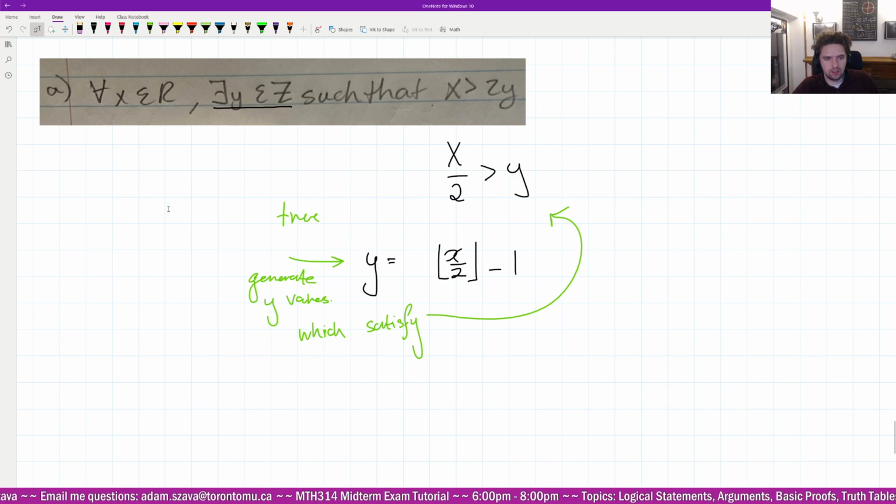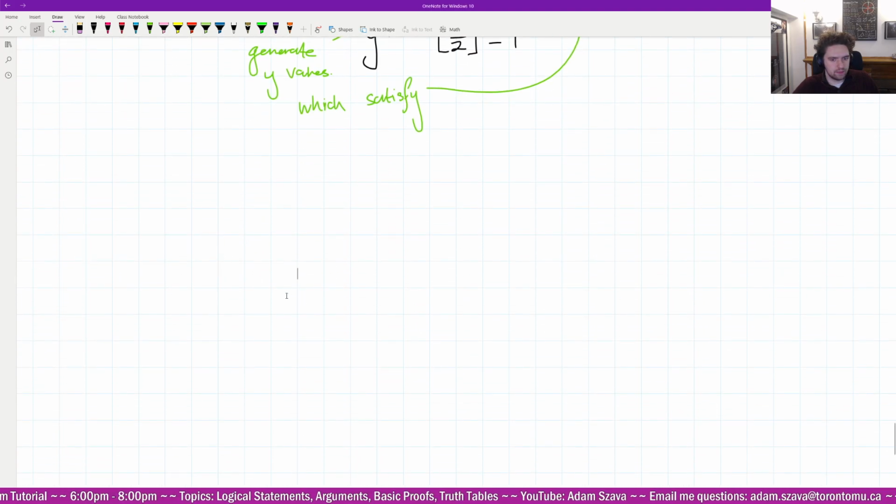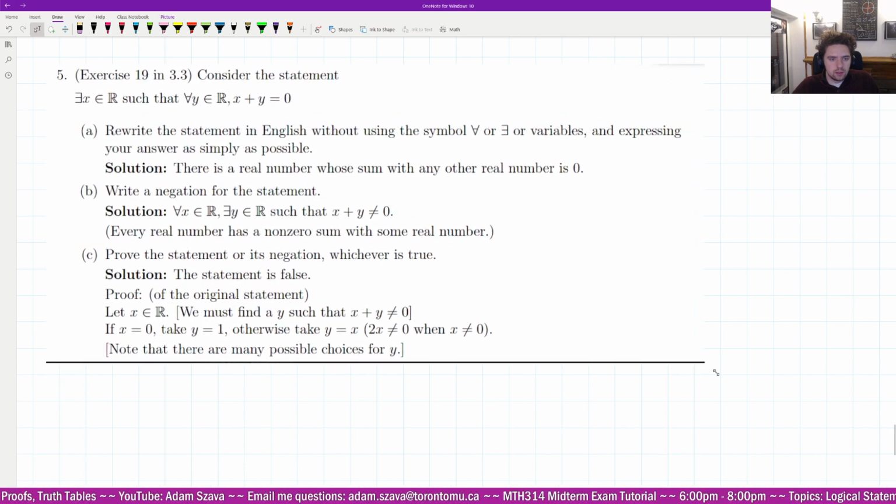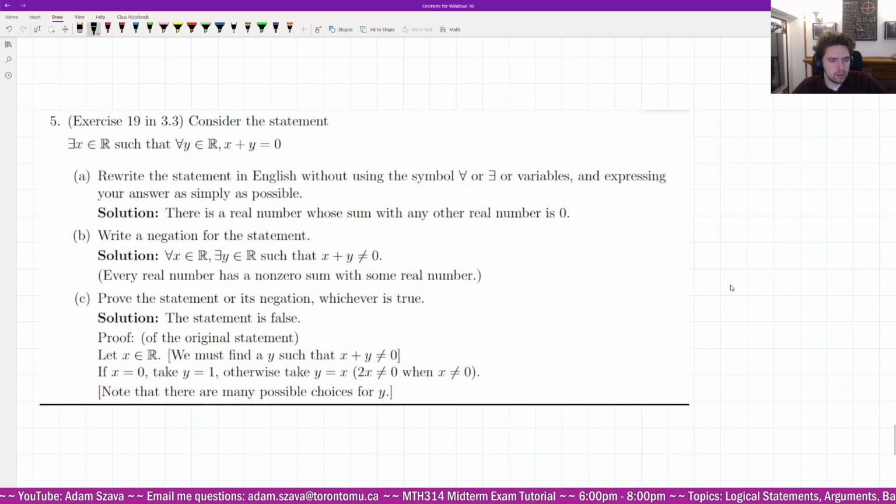Yeah, it does. There was an example I just sent to you that confused me earlier. Via email. Sure, let's take a look. Okay, so consider the statement: there exists some real number x such that for all y values, x plus y equals 0. That's not true. Yeah, the statement is false. So rewrite the statement in English, expressing. So there is a real number.